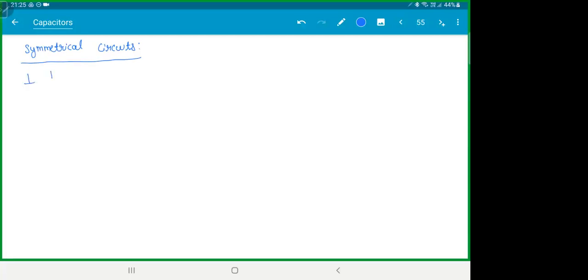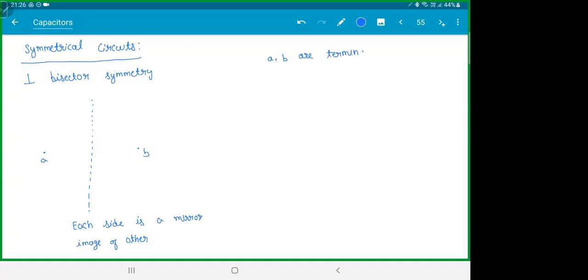The first symmetry we have is called perpendicular bisector symmetry. You also call it equatorial symmetry. You can call it whatever you want, I just named it that way. How does the symmetry look like? If you have the two terminals A and B, and the line of symmetry is passing through the center, each side is a mirror image of the other side. In this case, A and B are terminals of the battery, meaning you're going to connect the battery between A and B. So the circuit should look symmetrical about these two points.